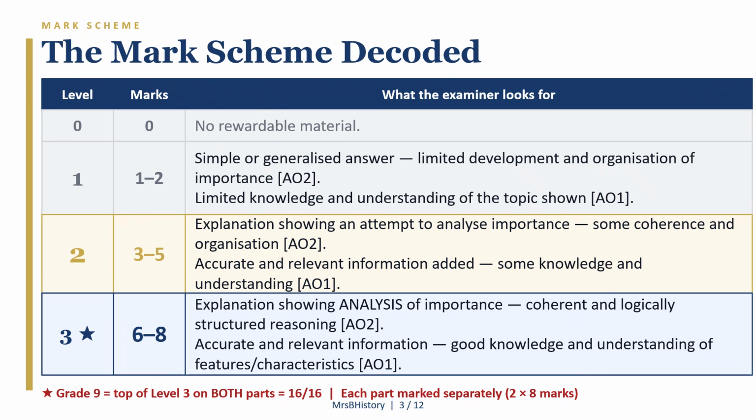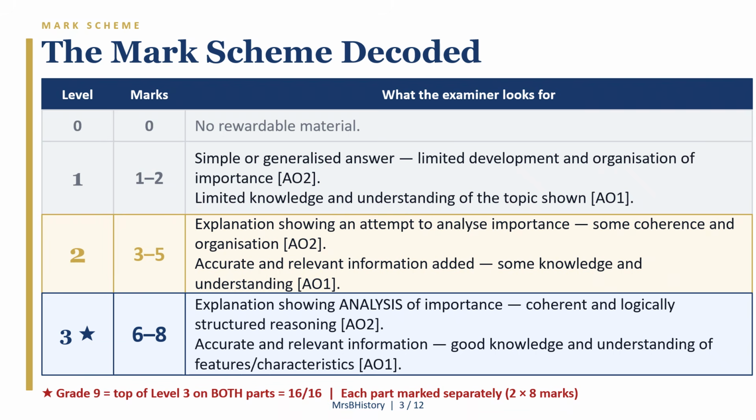Level 2 gives you 3 to 5 marks, and here you're making an attempt to analyse importance. You show some reasoning, some organisation. You're adding relevant information, but your analysis may lack full coherence. This is where most students land. Now, level 3 gives you 6 to 8 marks, and this is your grade 9 zone.